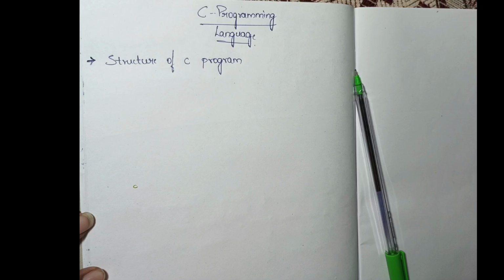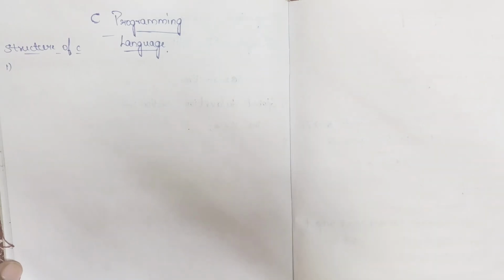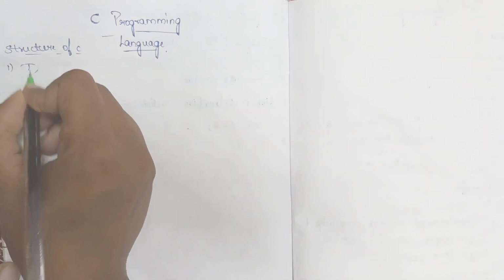In a series of learning programming languages, first we are going to start with C language. As a first step, today we are learning structure of C. Let's get into the video. We have different sections in structure of C, in which the first one is documentation section.